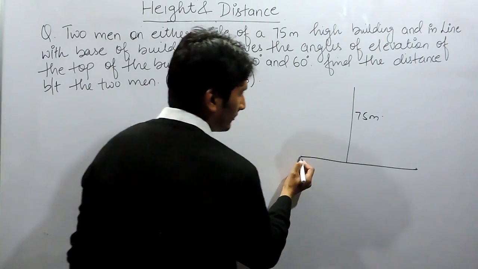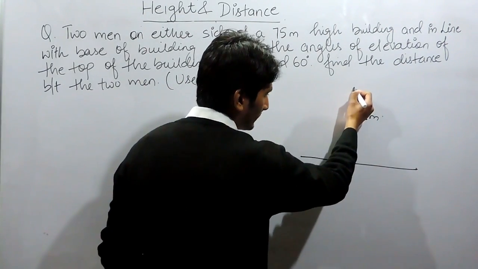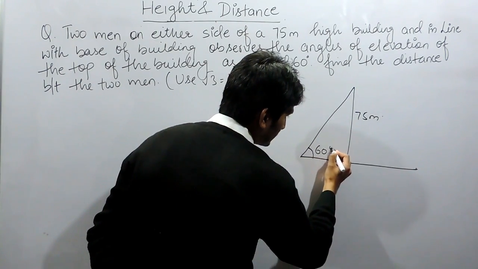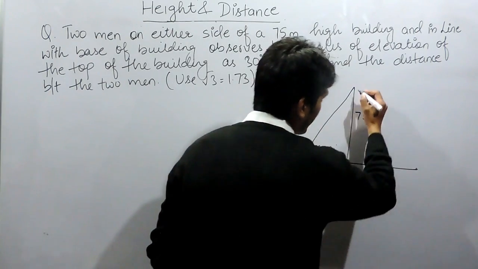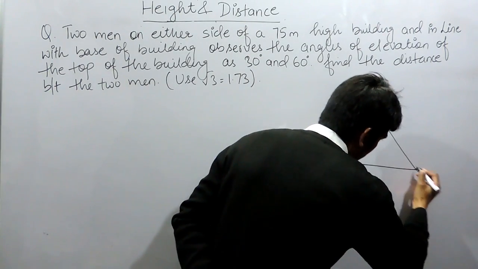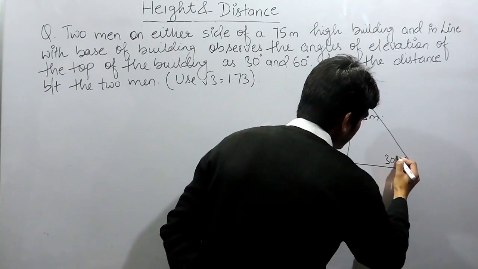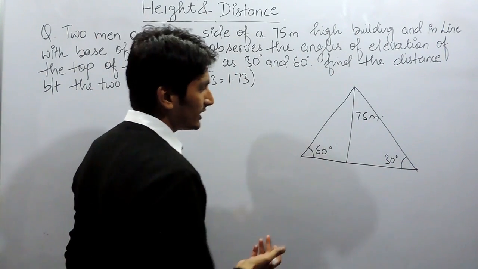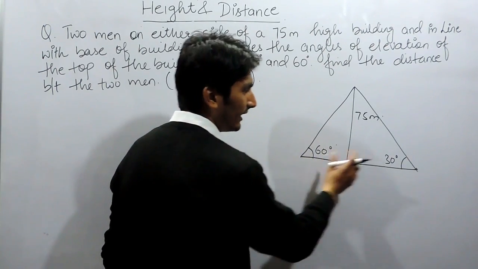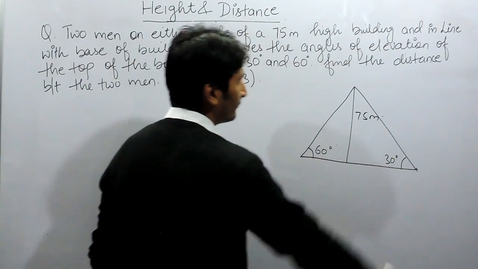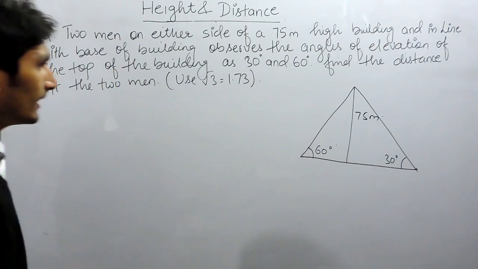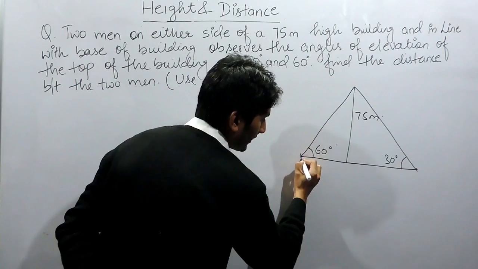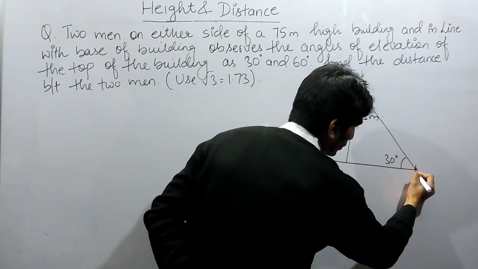One man, when looking at the top of this building, observes the angle of elevation as 60 degrees, and the other man observes the angle of elevation as 30 degrees. These angles won't make any difference if you place 30 degrees here and 60 degrees here. Now you have to find the distance between these two men, means the distance from here to here.